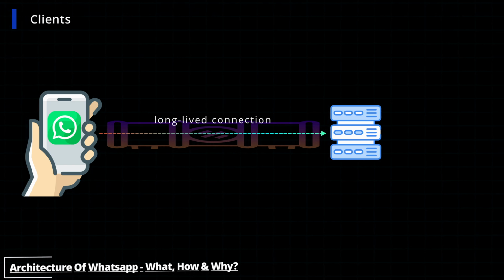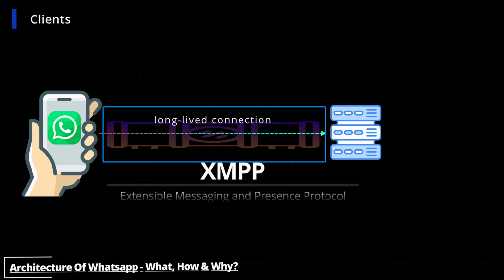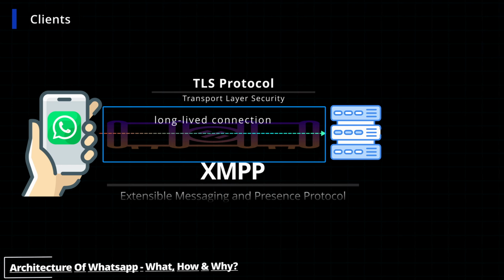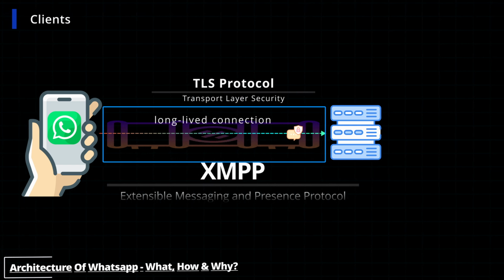This tunnel isn't just a regular connection, it's powered by XMPP, which stands for Extensible Messaging and Presence Protocol, and it's wrapped inside a secure TLS channel. In simple terms, every bit of data passing through this tunnel is encrypted and protected, so no one can spy on your chats or peek into what you are sending.